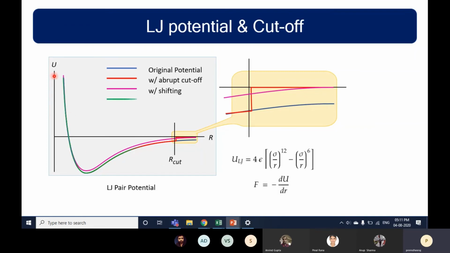In the next model, we have the original potential curve up until this cutoff radius. And from this cutoff radius, we have created a high order polynomial curve, which would smoothly take the transition from the actual potential to the x-axis.